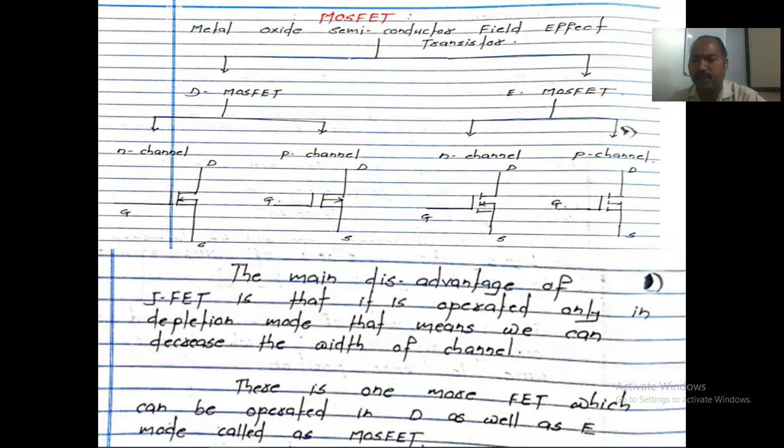So that's why we have designed the metal oxide semiconductor field effect transistor. It has two-way working, that is either depletion type or enhancement type. Depletion type means you are changing the depletion area of the MOSFET, or else you are increasing the area of operation in your enhancement type of the MOSFET. This is what happens with respect to E type of the MOSFET.